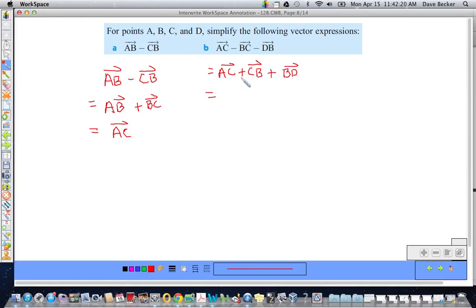Well, A to C, C to B, and then B to D. So I started at A, I ended at D, and this is simply vector AD. So we can do it without pictures too. Isn't that nice?